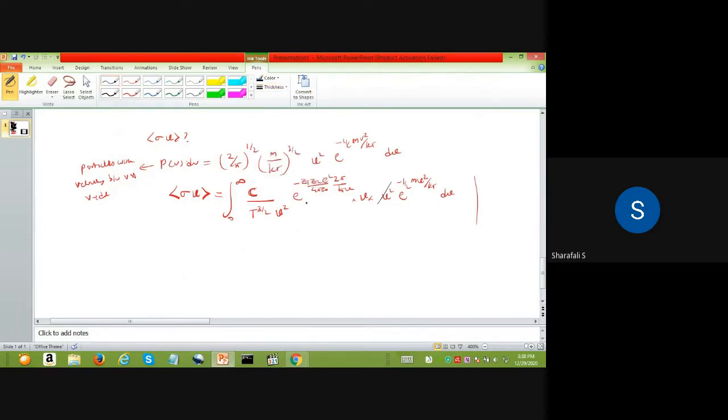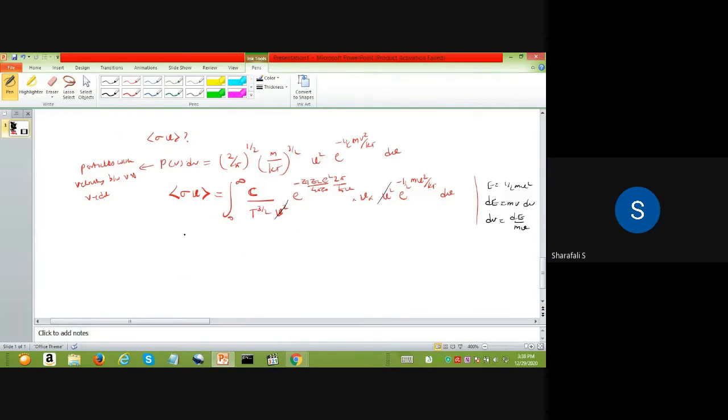This 2 I can cancel. And then I will rearrange this equation as E equal to half mv square. Then you can write dE equal to mv dV, because 2 will come here, 2 will get cancelled. Then I can write dV equal to dE by mv.